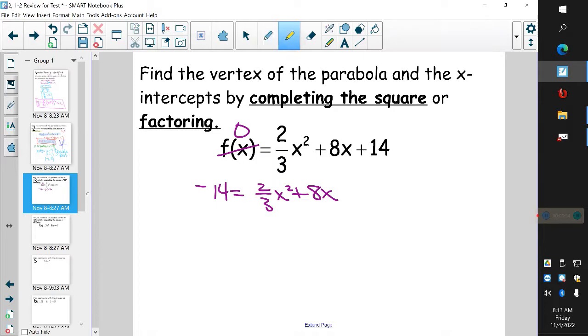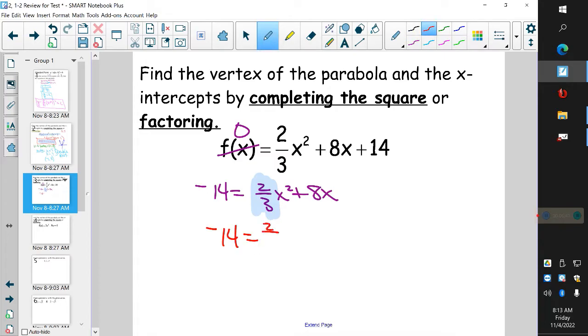This 2/3 has got to go away. That 2/3 is my stretch or compress factor. In this situation, it would be my compress factor. And I have got to pull that out. So I'm going to factor that value out. Whenever you factor that out, 2/3 divided by 2/3 gives you an x squared. Then your brain needs to understand that you're taking 8 and dividing it by 2/3. So I keep, I change, and I flip.